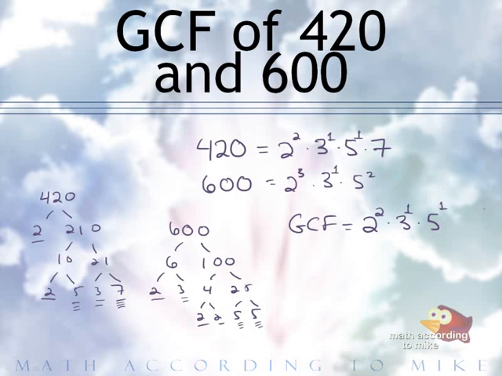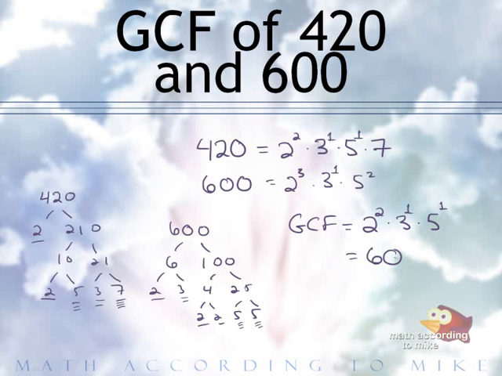So the GCF is the product of the common primes raised to the lowest exponent that appears in any factorization. So for us, we'll have 2 squared times 3 times 5, which is 60. So the GCF is 60.